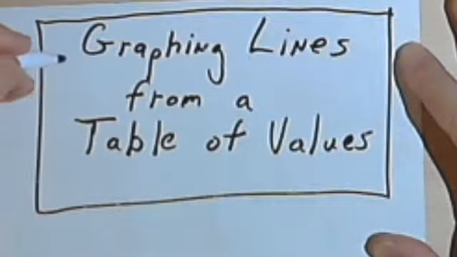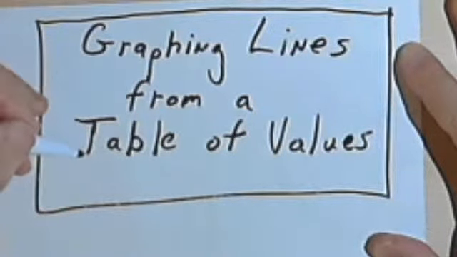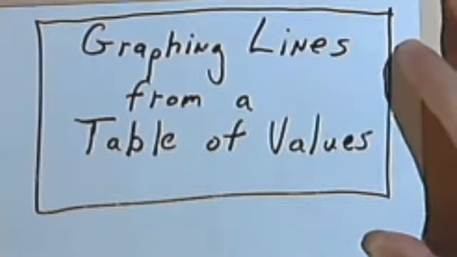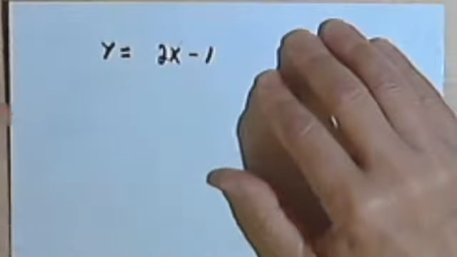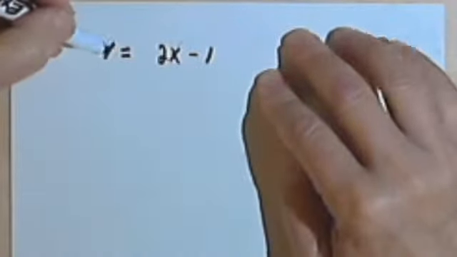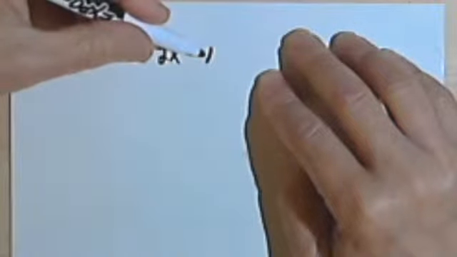This video is going to be about graphing lines from a table of values. So if we have to do this, the first thing we might have to do, if we're told to graph a line from a table of values, is actually make the table of values. Here's what's going on. We might be given an equation like y equals 2x minus 1.